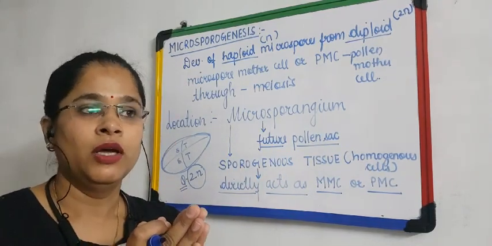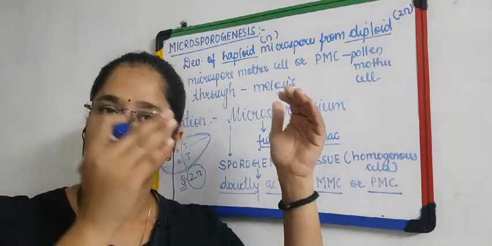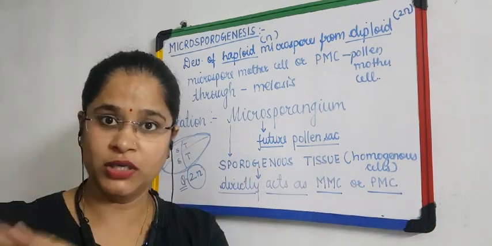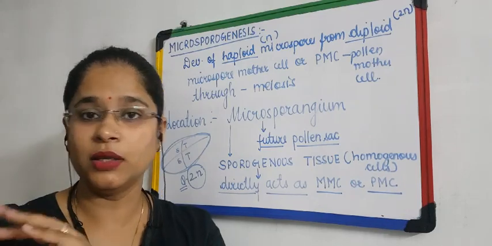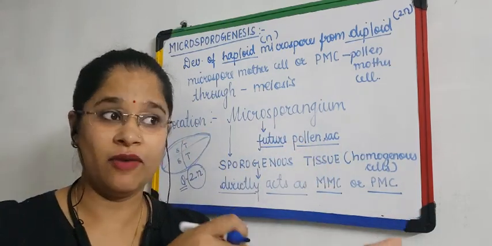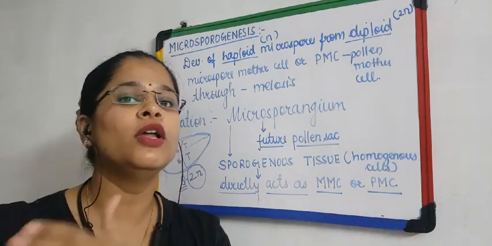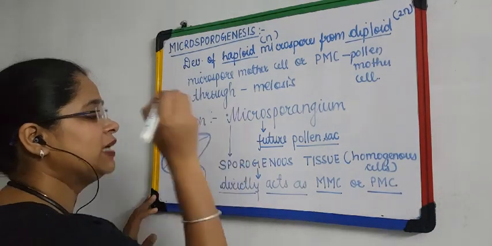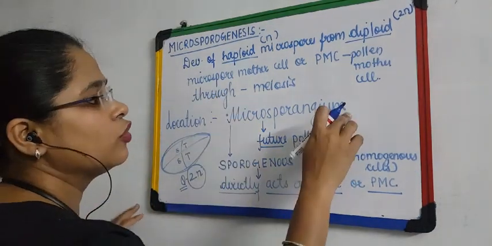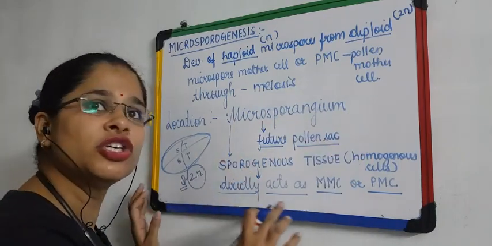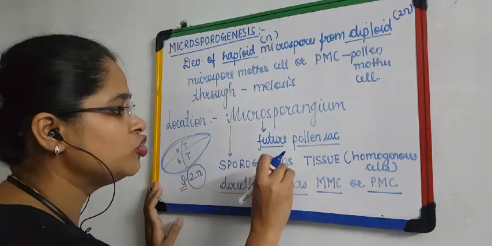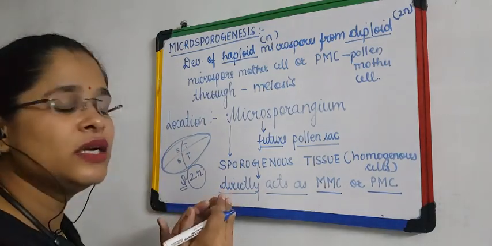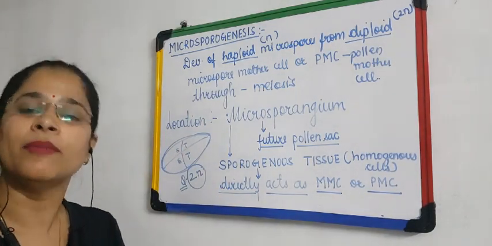Remember one thing. There are two types of terminologies. Immature anther: microsporangium. Mature anther: pollen sac. Developing microspores in the immature anther; pollen grains in the mature anther. Clear with that? So the location is the microsporangium. This microsporangium is fully filled with sporogenous tissue, a mass of homogeneous cells, and these cells directly act as pollen mother cell or MMC.